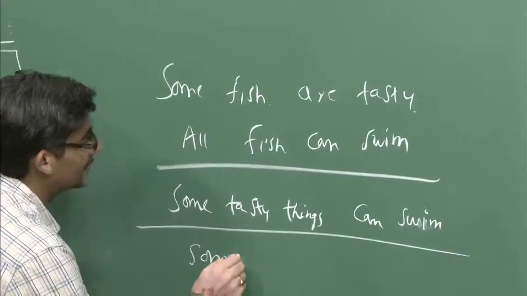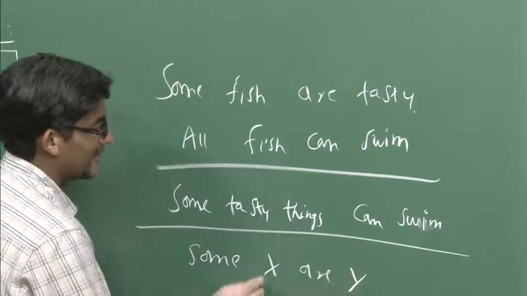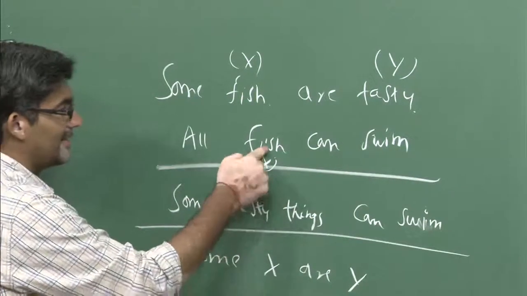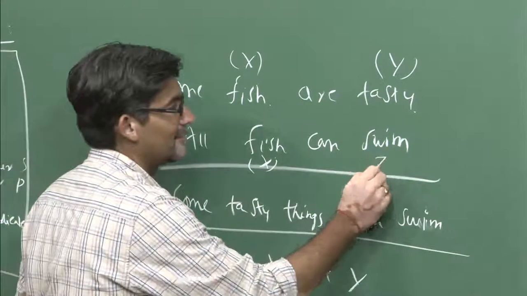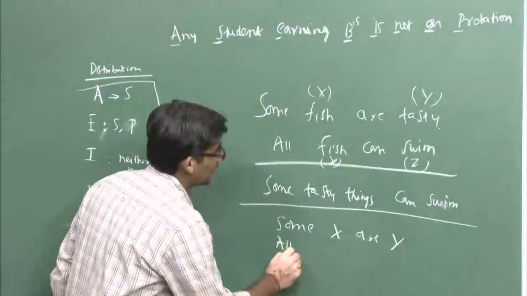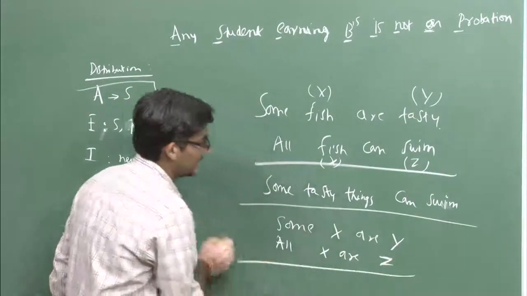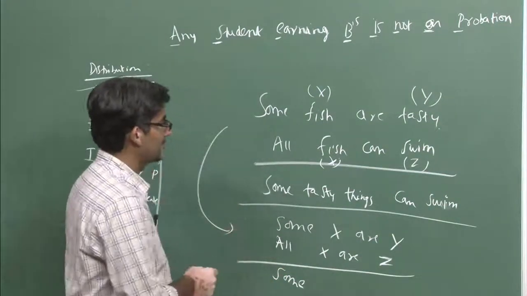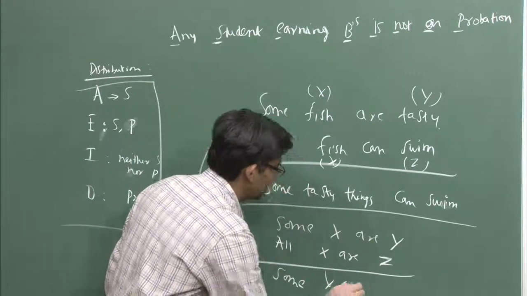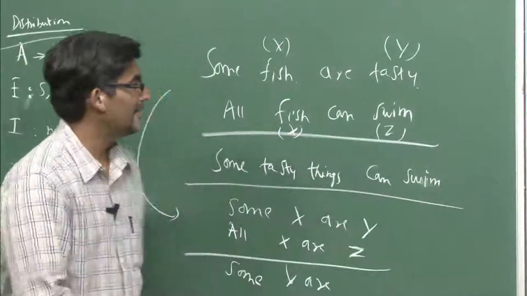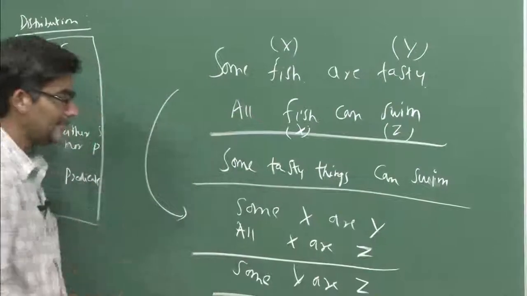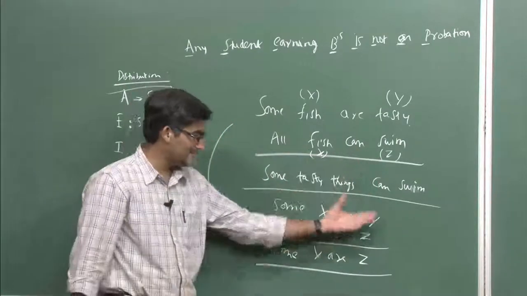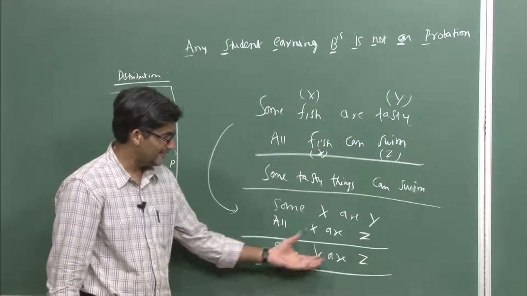Now we can translate it into some x or y, where x stands for fish, and swimming is considered to be z. So the form of this premise is all x are z, and then some tasty things, some y's, can swim, referred to as z. So now we transform this into this form. It doesn't matter what we mean by fish, donkeys, cats. Once we have transformed it into form, we can see whether this argument is valid or not.